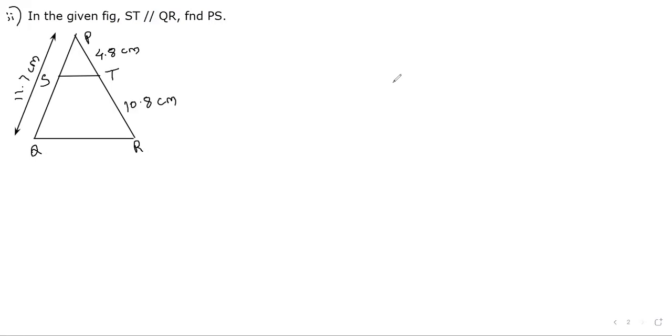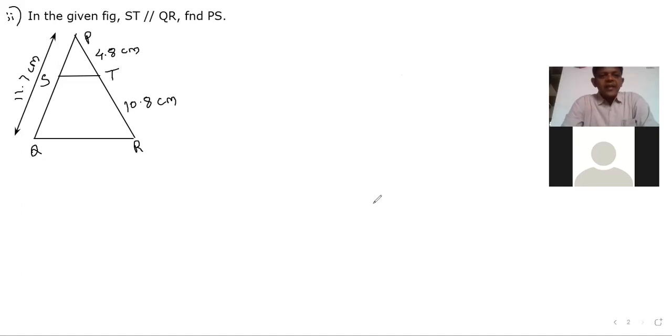Let me add something to what you all are saying. What you all are saying is right, but according to me, PT, TR, and PQ are given to us. That means the part and the whole are given, and a part is asked.